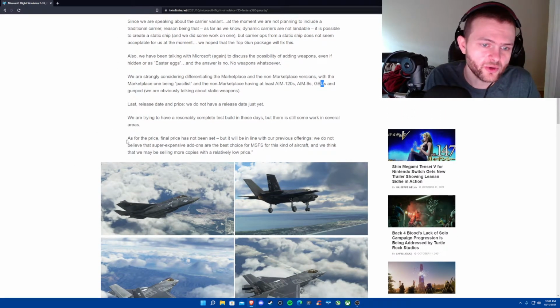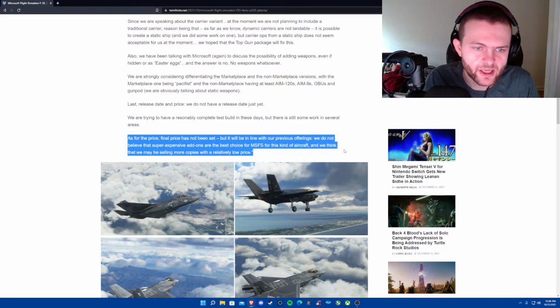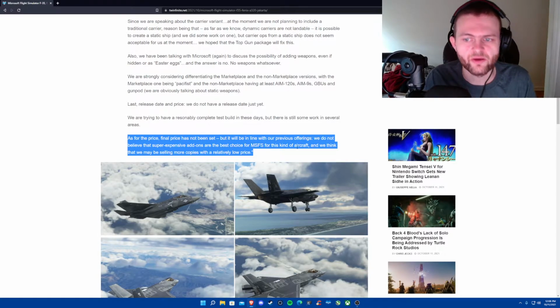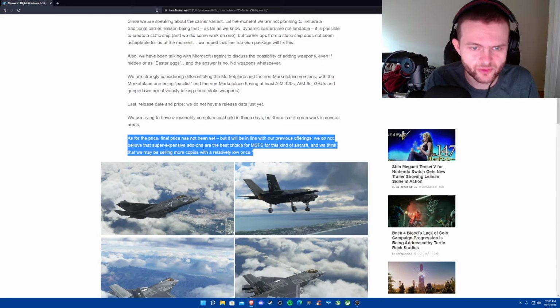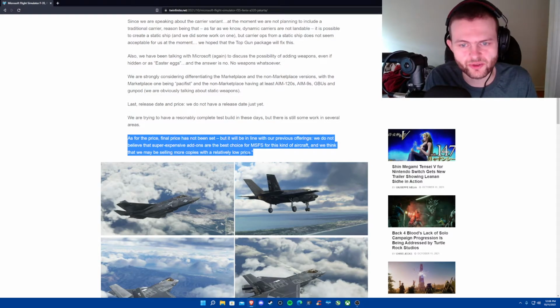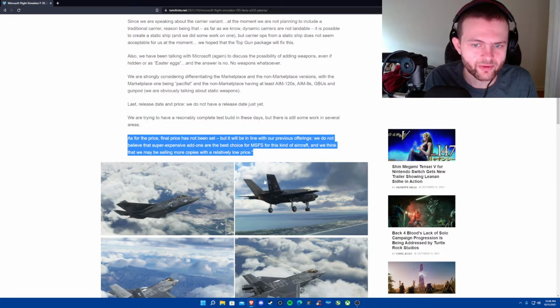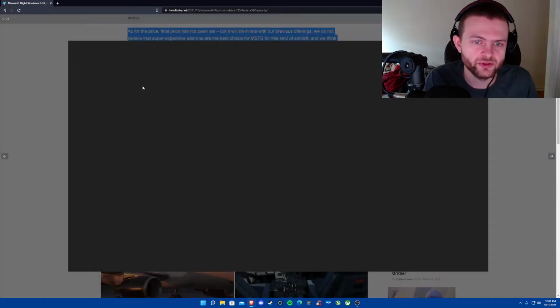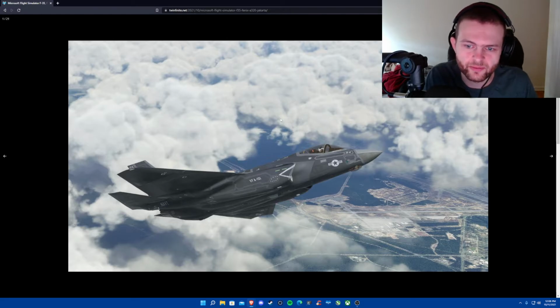But this is a cool statement from them. It says, as for the price, the final price has not been set, so they don't have an exact price yet, but it will be in line with the previous offers, and we do not believe in super expensive add-ons. We think selling more copies thanks to the low price of the aircraft is the best choice for Microsoft.